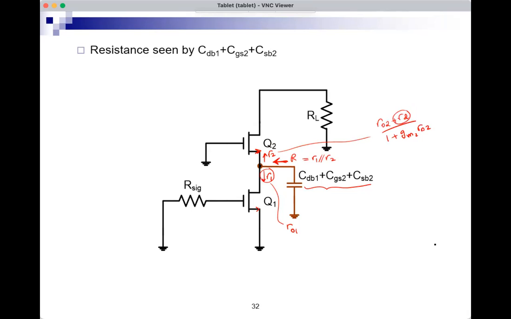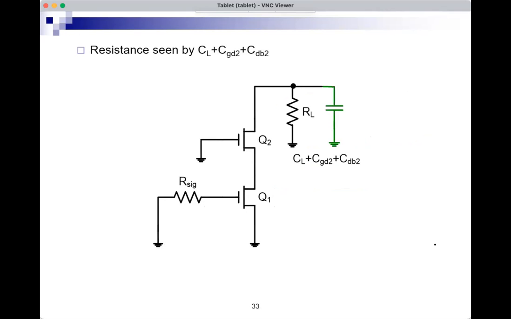It uses a small rd again. But what is small rd? It's the resistance between the drain of Q2 and ground. So what do I have between the drain of Q2 and ground? I have RL. So here in this formula, I will use RL. And the resistance seen by the capacitance, which is R1 parallel R2, would be rO1 parallel with all of this here. And again, this is the same formula we arrived at.